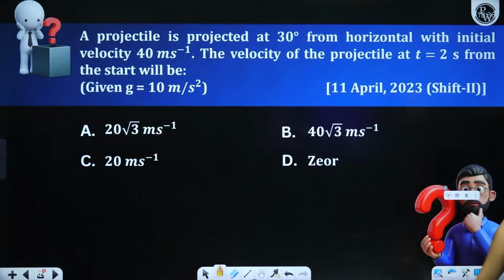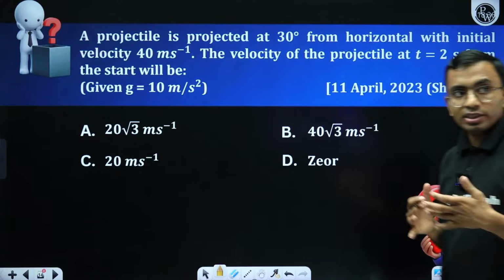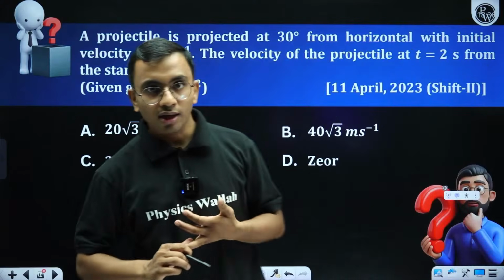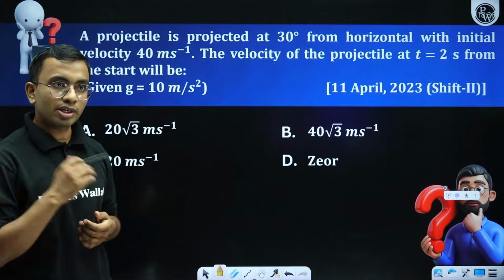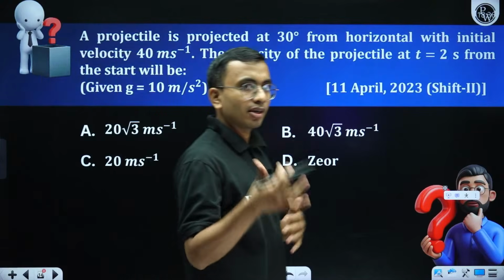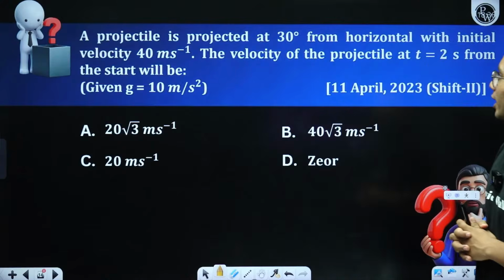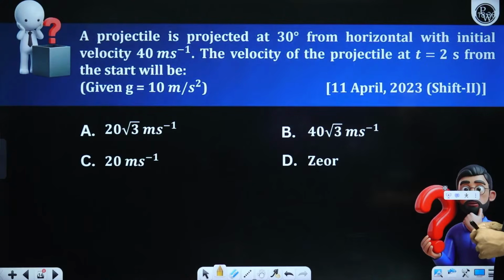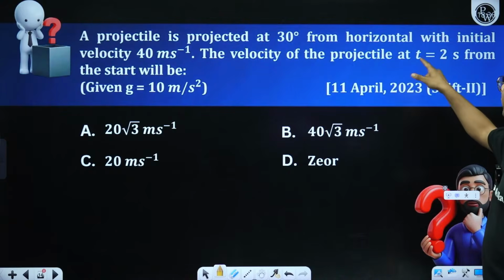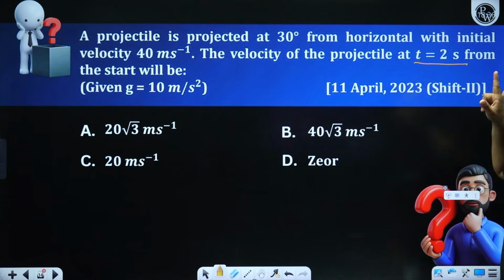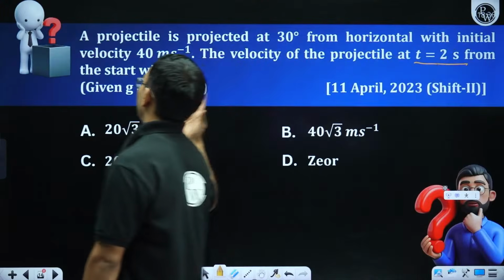A projectile is projected at an angle 30 degree from horizontal with the initial velocity this. Okay, here we are doing JEE Mains PYQs, guys. JEE Mains PYQ, some questions I took from Erdo, so it will be a good revision for you people. Good combination it is. A projectile is projected at 30 degree from horizontal with initial velocity 40 meter per second. The velocity of the projectile at t equals 2 seconds from the start will be. After 2 seconds means. Okay.